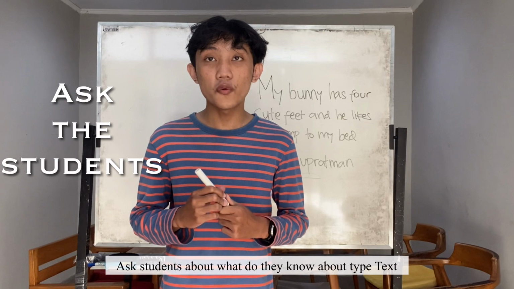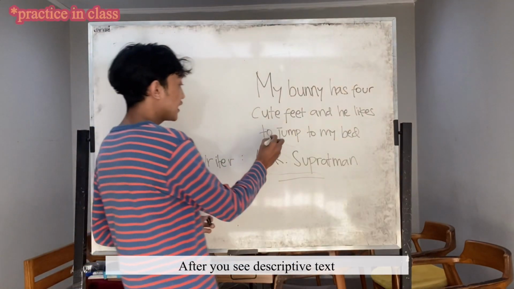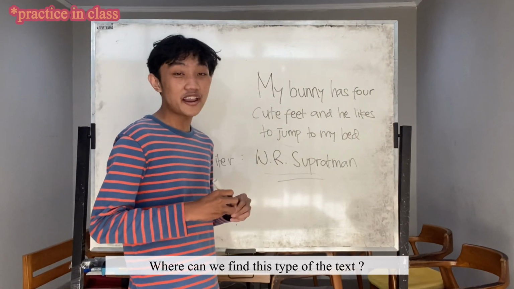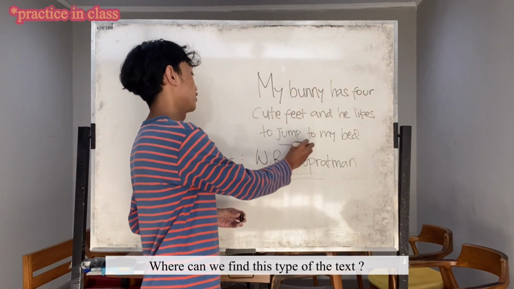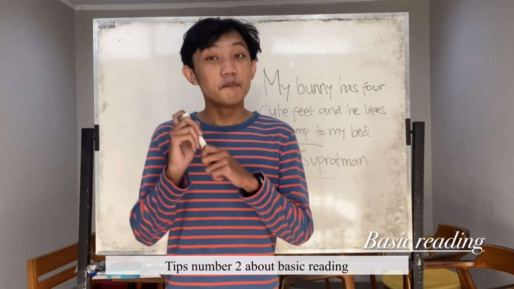The third tip, after you provoke the students to share about the writer, you can also ask students what they know about the type of text. You can start with this sentence. After you see descriptive text, where can we find this type of text, do you think? Anyone knows?